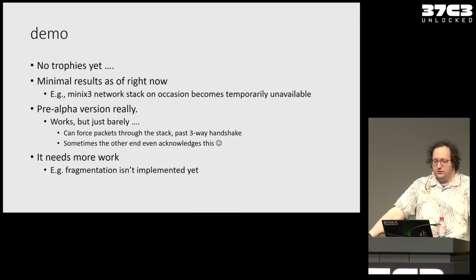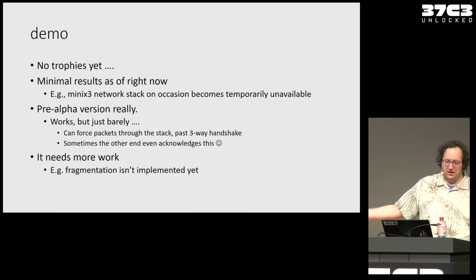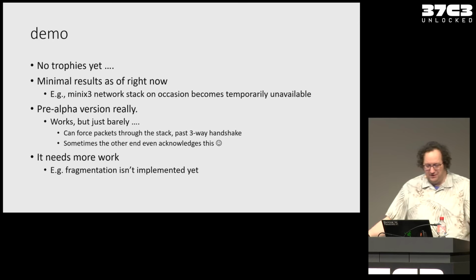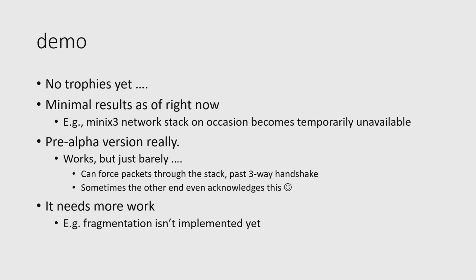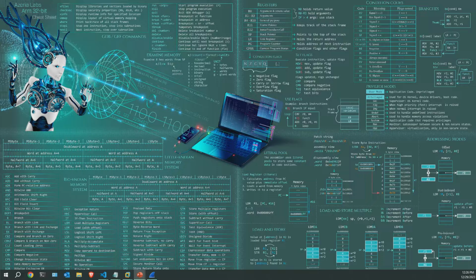I did find a minor denial of service in the Minix 3 network stack where if I'm throwing packets at it, something else at some point can't connect to it until you stop throwing packets at it. I don't know if that's really a state thing. That may just be that the stack is so slow it can't keep up, even though I'm not throwing packets at it that fast. But yeah, let me do a little demo.